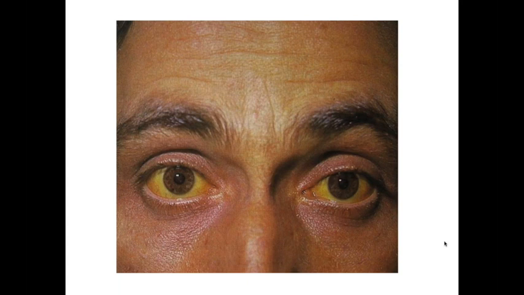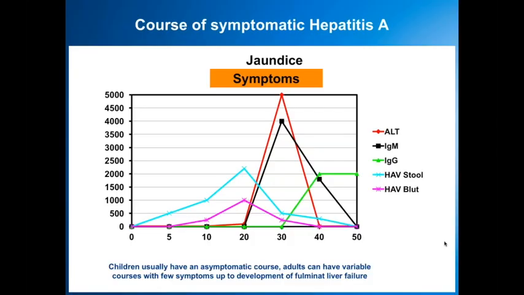The skin also turns yellow. That's something you usually see with a bilirubin around 10, 11, 12. And actually the three patients we saw all had a bilirubin way above 10 and were very, very yellow upon their initial presentation. Next slide.